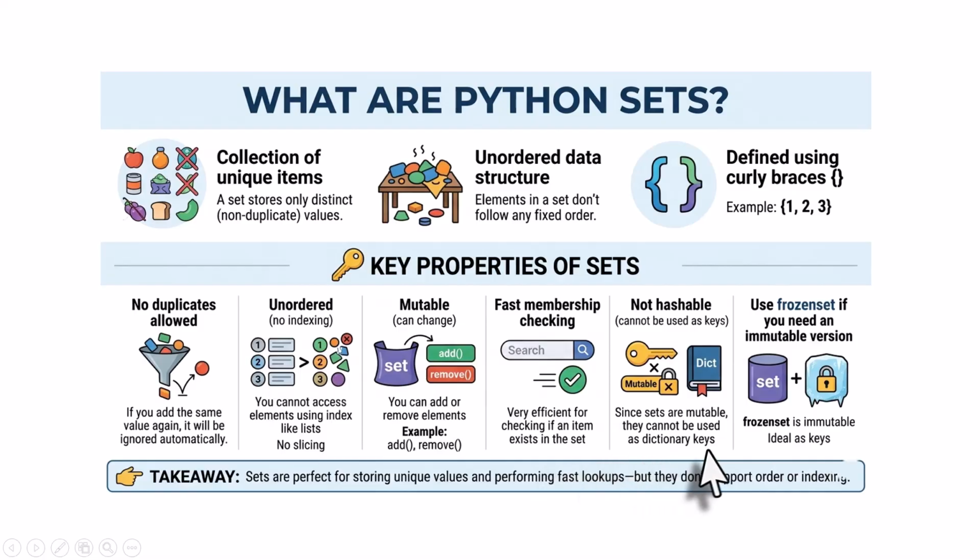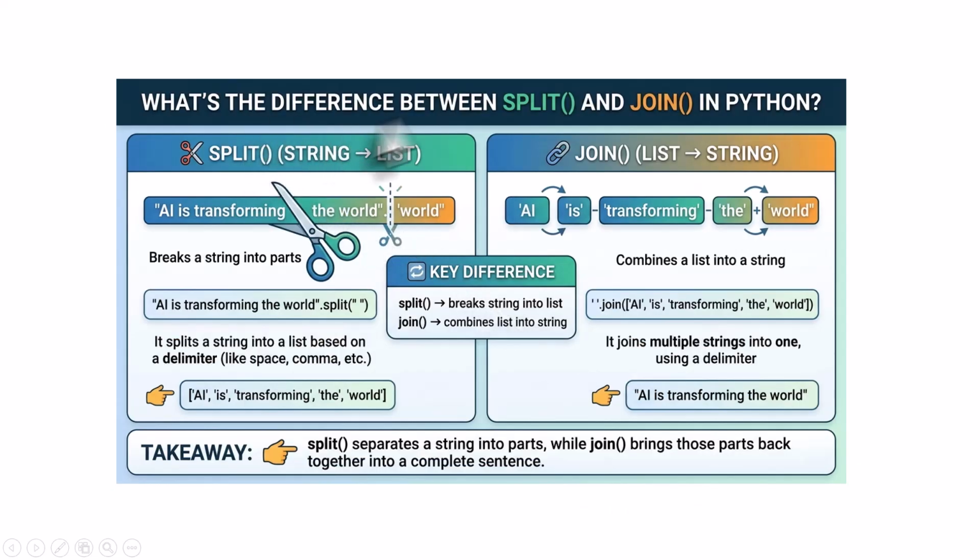Okay? Let's understand the difference between split and join in Python. So split function breaks a string into parts. That is, it splits a string into a list based on a delimiter like space, comma, etc. You can see the example here. This is our string, AI is transforming the world, and we are calling the split function based on the delimiter space. You can see the output. It splits the string by space, right?